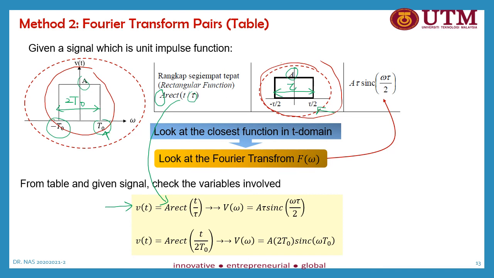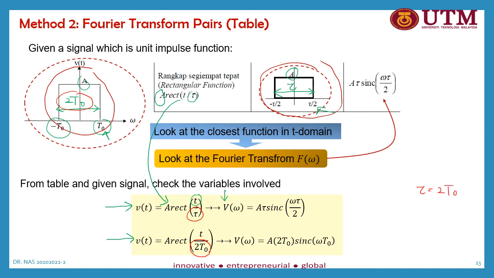So in Fourier transform, the V omega, don't forget Fourier transform, you need to use capital letter. V omega is equal to the equation you can see from the table, from the third column. So now you need to compare with the given signal. In this case, your v(t) is equal to a rectangular, t is the domain, and tau is the width of the signal. So in this case, the width of your signal is 2 T0, meaning that in this case, tau equals 2 T0.